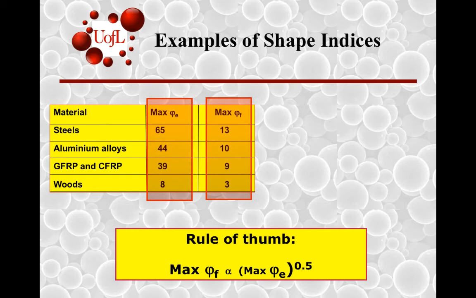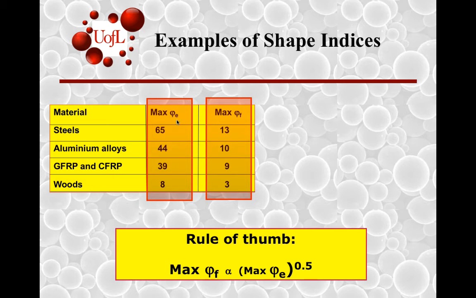It depends again on material properties, and at some point you will have buckling occurring before bending failure, and that is why you have upper limits. All materials have upper limits in material properties. That's what we are trying to establish here. This maximum phi f is proportional to the maximum phi e to the power half, so roughly the square root of this.